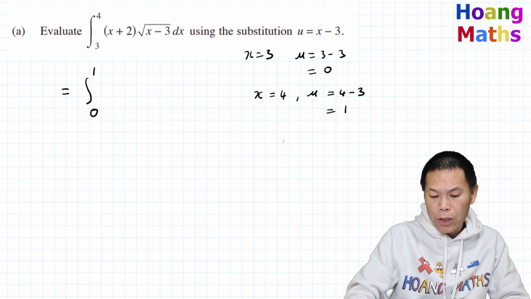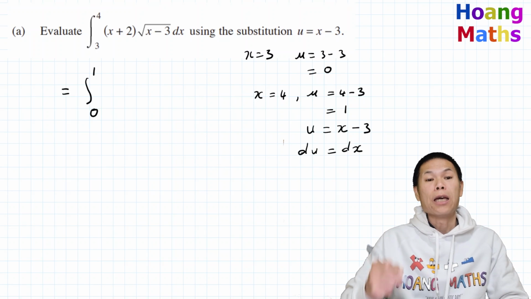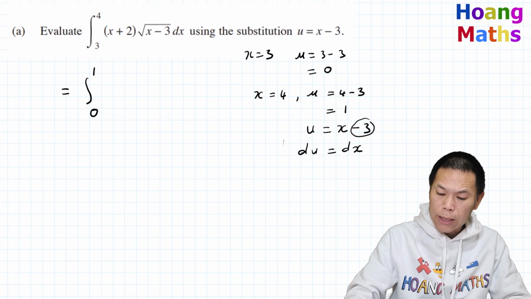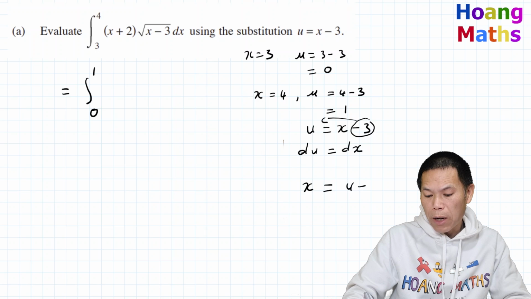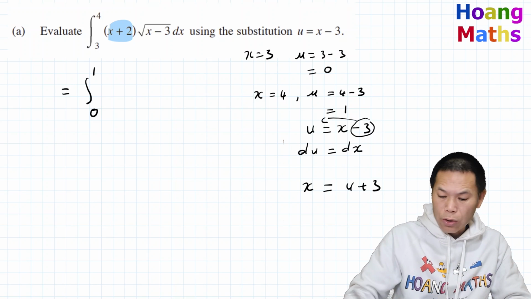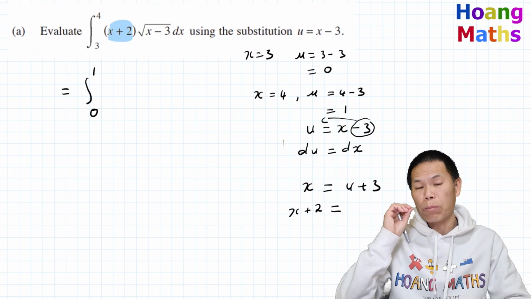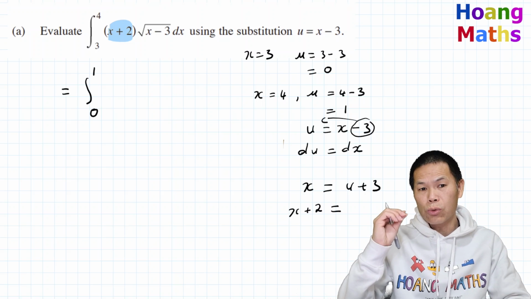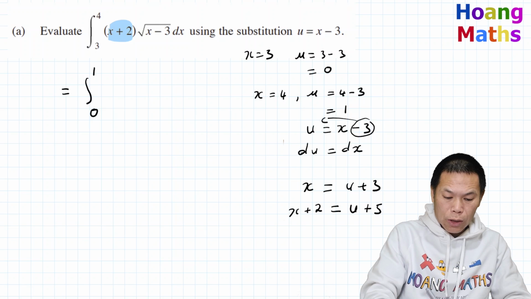Now we know that u is equal to x minus 3. Let me write this down first. u is x minus 3, so we differentiate that: du is dx. Also, if we move this to that side, x is u plus 3. And we want to make it into x plus 2, so I add 2 on both sides. 3 plus 2 gives me 5, so that is u plus 5.